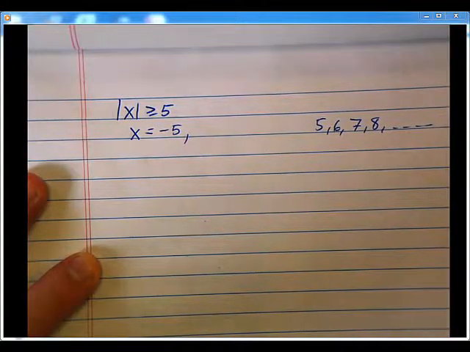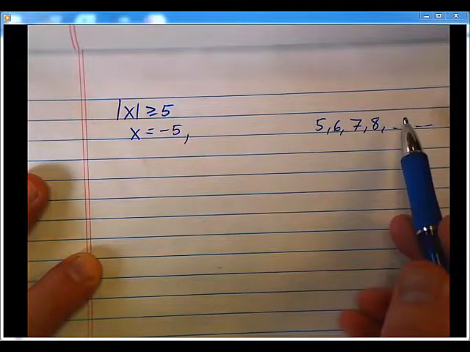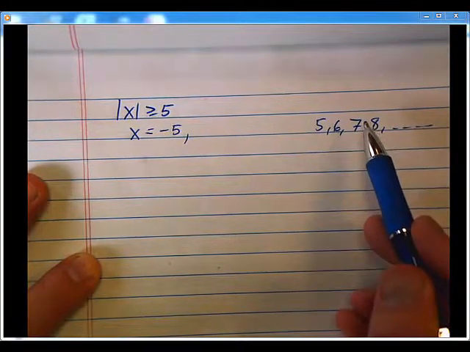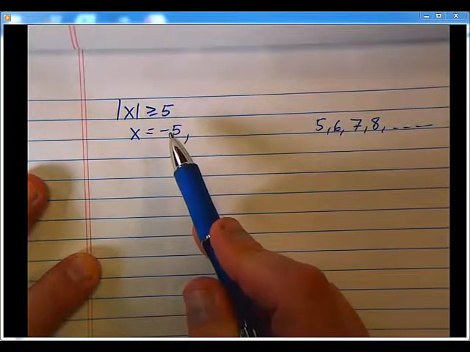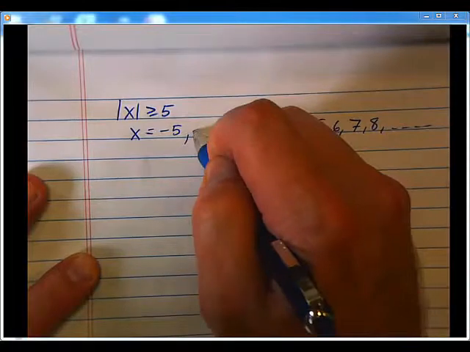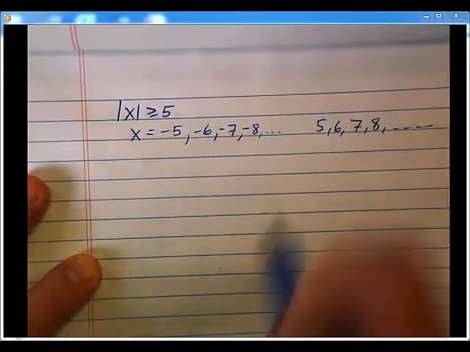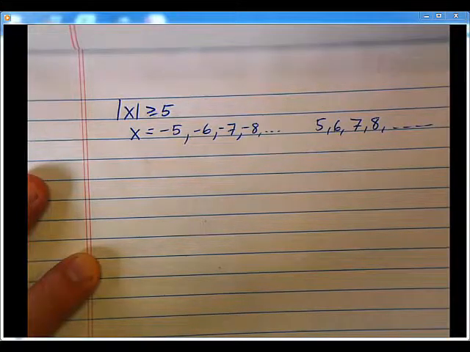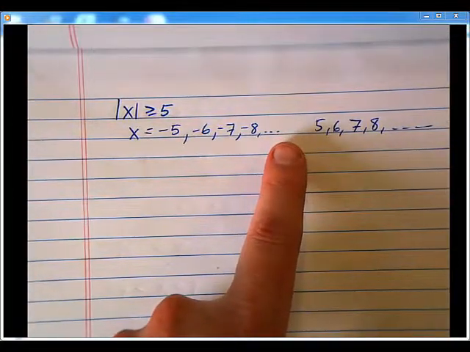And of course all fractions and decimals between 5 and 6 and 7 and 8 could work, and it goes on forever. Negative numbers that could work are -5, -6, -7, -8, so on and so forth, going forever. Once again, let's think about drawing a number line and see what that would look like in a number line.